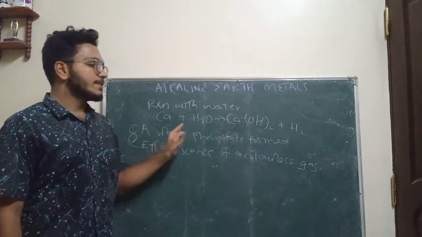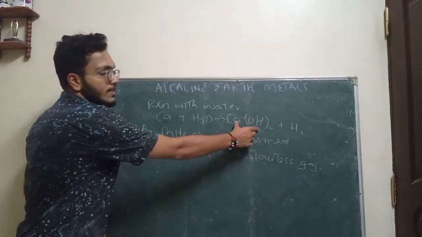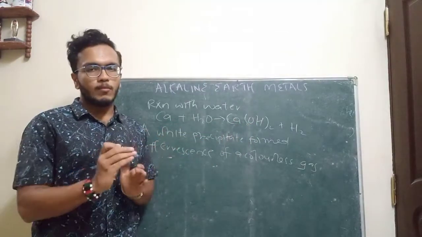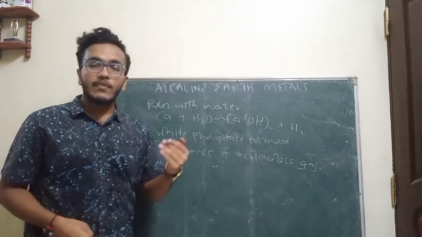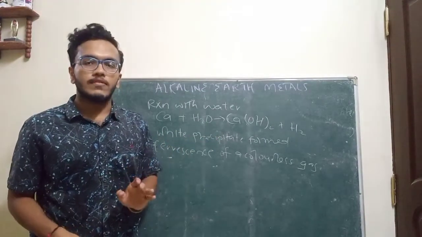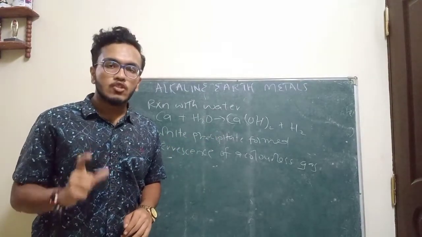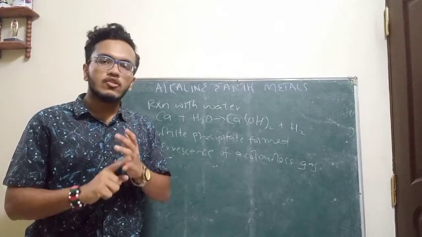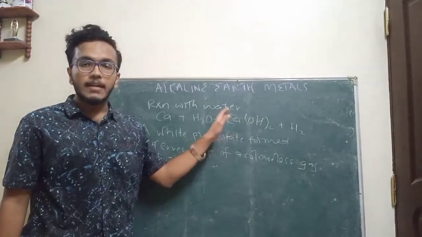Why is there a white precipitate formed? Because calcium hydroxide is slightly soluble. It is slightly soluble but almost insoluble. So if a substance completely dissolves, it dissolves to form a colorless solution. However, if a substance is slightly soluble or insoluble in water, it forms a white precipitate.